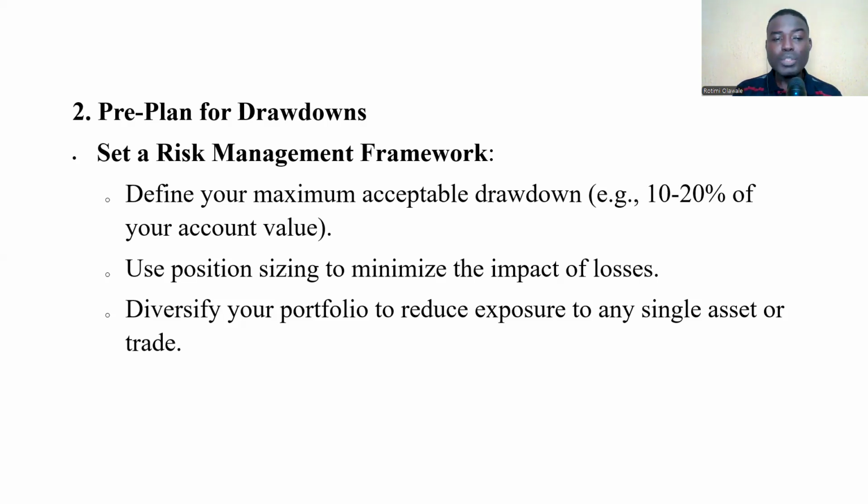Number two is to use position sizing to minimize the impact of losses. Always apply position sizing. Know the percentage of your account that is at risk per trade using a position sizing model. And number three here is to diversify your portfolio to reduce exposure to any single asset or trade. So what we're saying here is don't expose your entire account to the risk of just one particular financial asset. If it's a currency, not just one currency pair, trade multiple pairs so that way you can diversify your portfolio and reduce your exposure to a single asset.